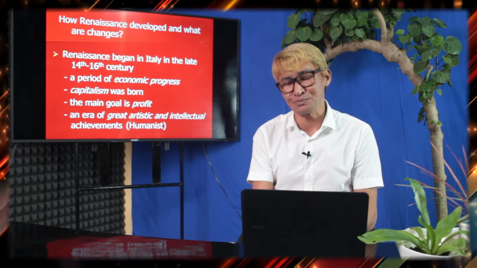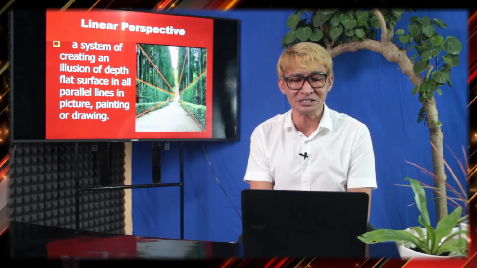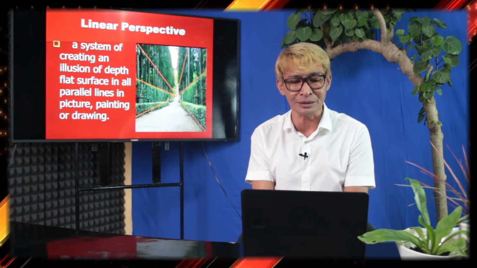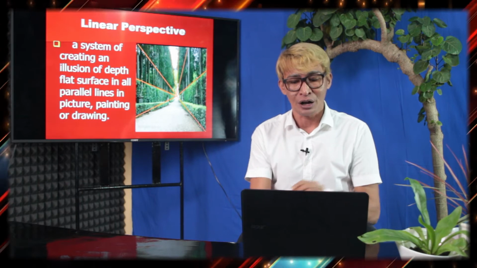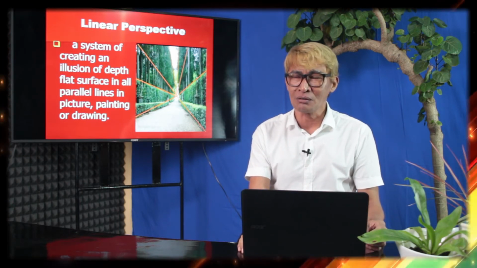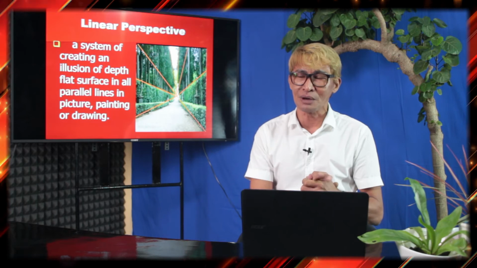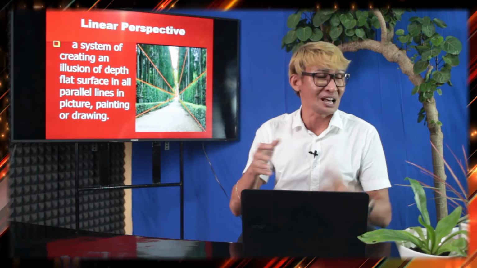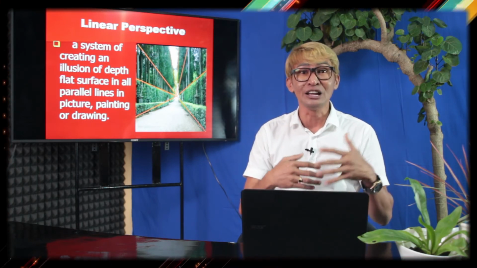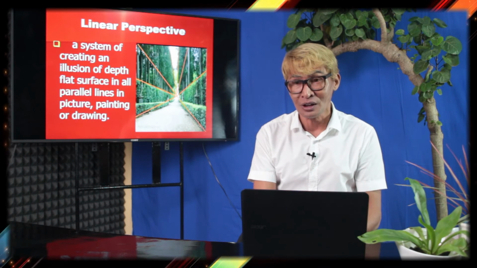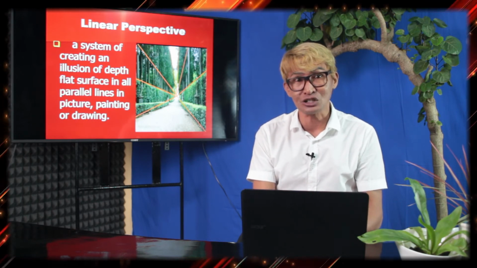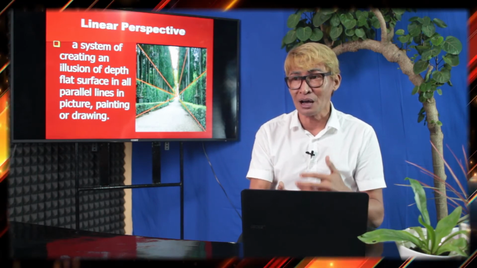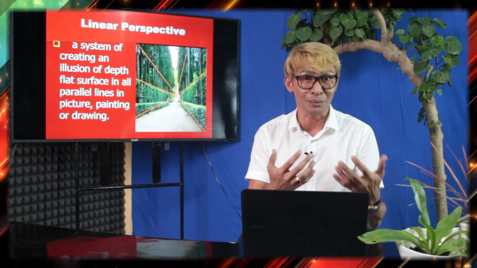Now, talking of linear perspective, a linear perspective is a system of creating an illusion of depth on a flat surface, with all parallel lines in a picture, painting, or drawing. Okay? Now, this is how it is, students, listeners. In a picture, wherever the place, you will know there is linear perspective. And that linear perspective started in the Renaissance period. It was developed there. Nowadays, paintings, sculptures, and architecture have what we call linear perspective.